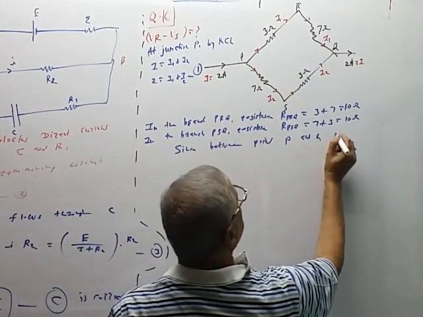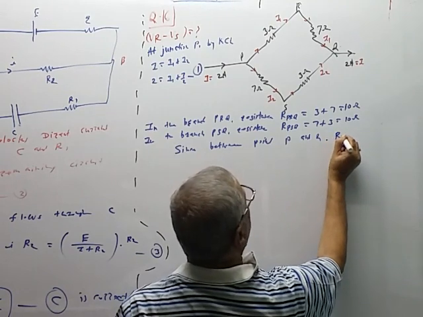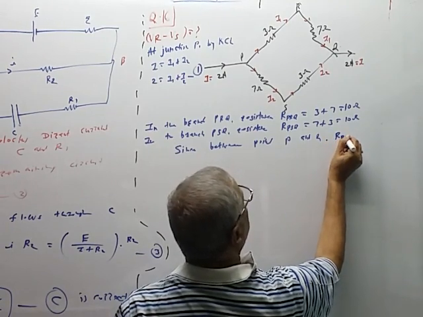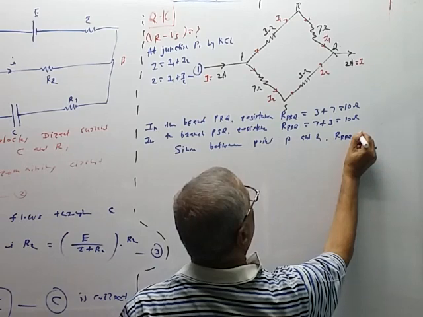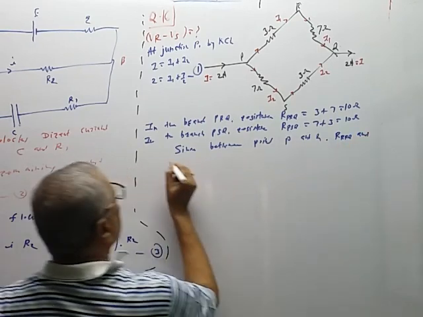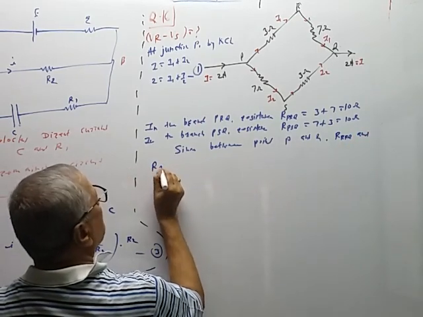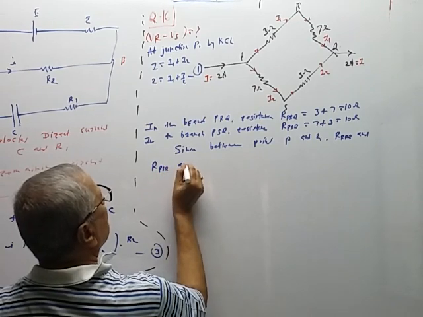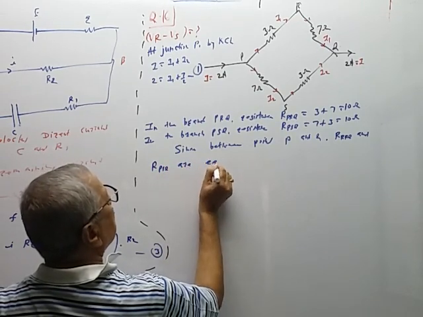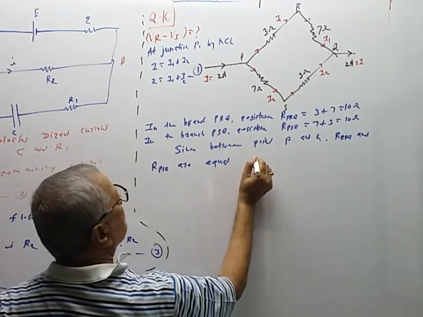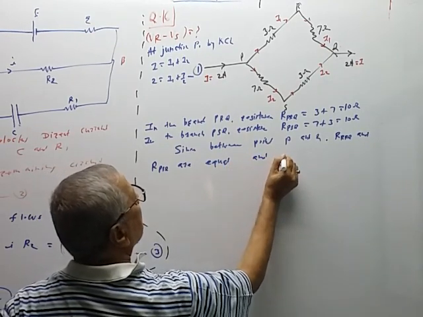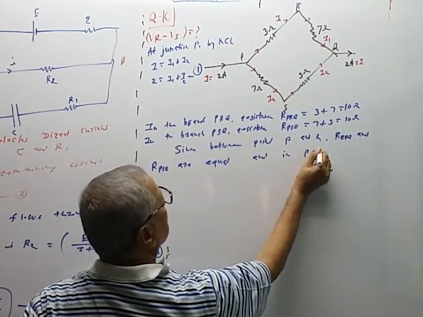Since between point P and Q, R PRQ and R PSQ are equal and in parallel.